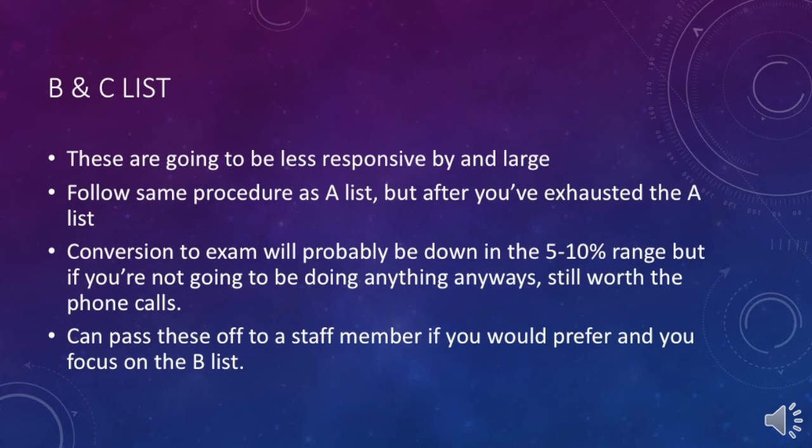Okay, so the B and C list, it's going to be less responsive, but you're going to follow the same procedures. Now your conversion is going to be down, probably in the 5 to 10% range. But if you're not going to be doing anything worthwhile on your downtime, then this is a great thing to do. And you can pass this stuff off to a staff member, especially the B and C list, and in particular the C list. But I just think the best way is from the doctor.